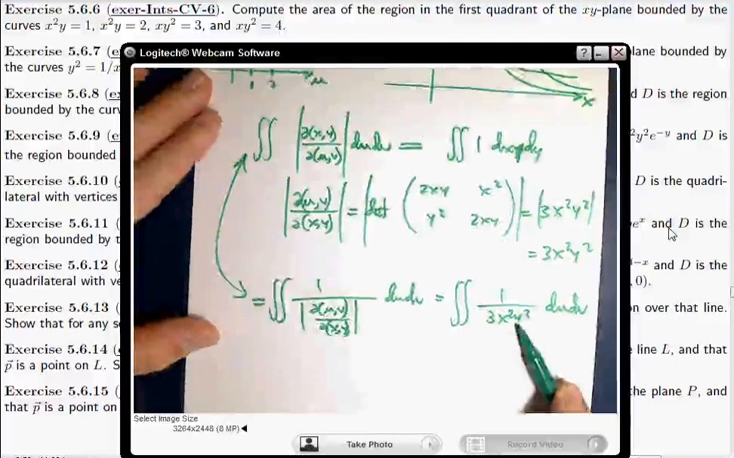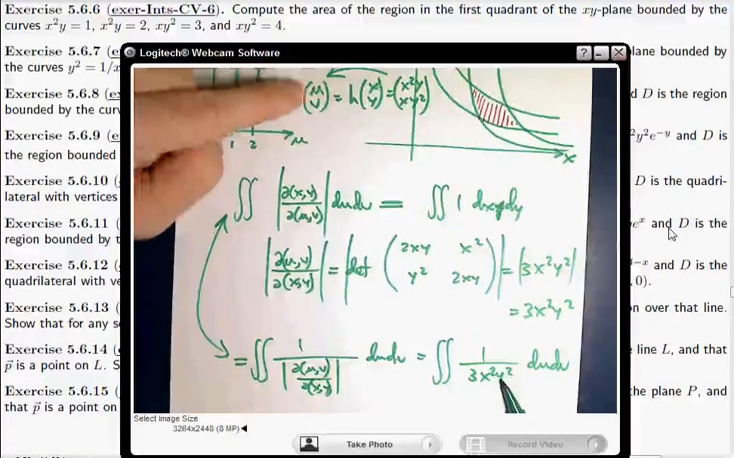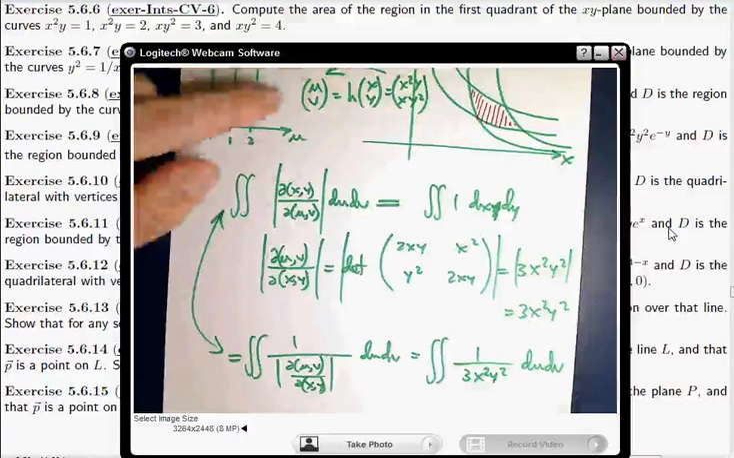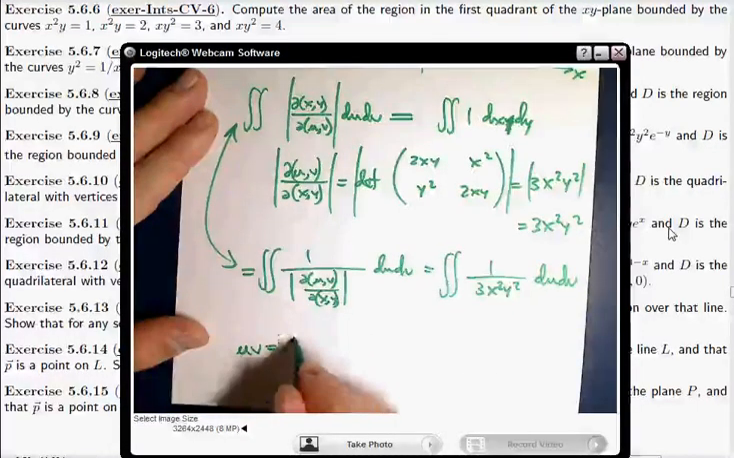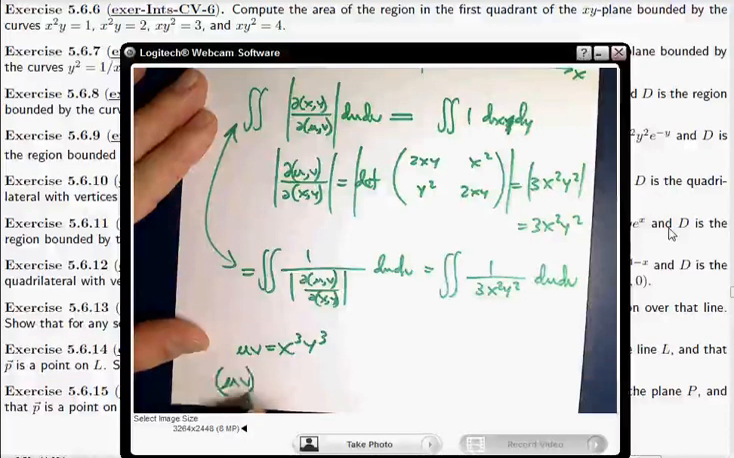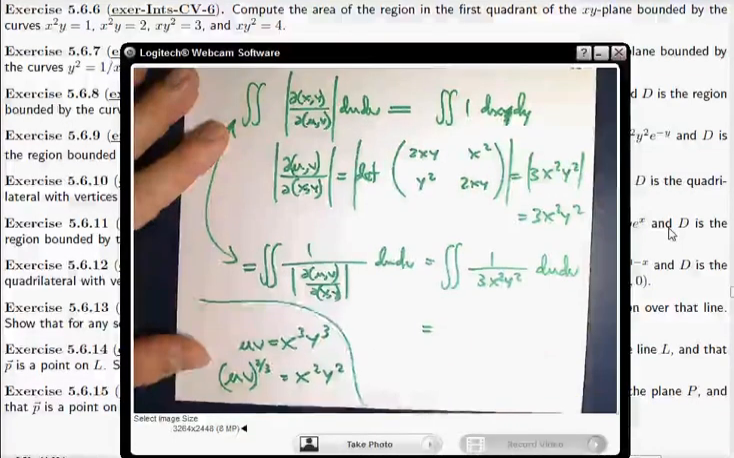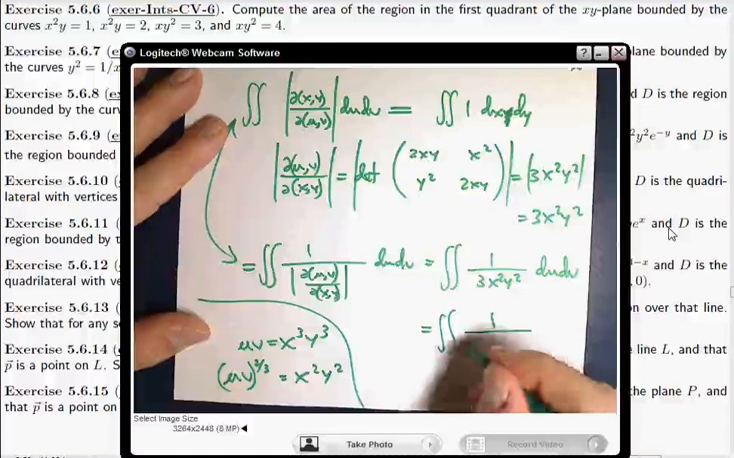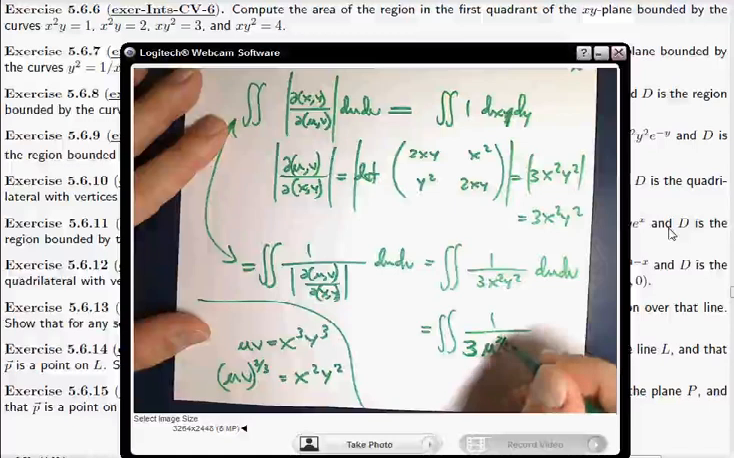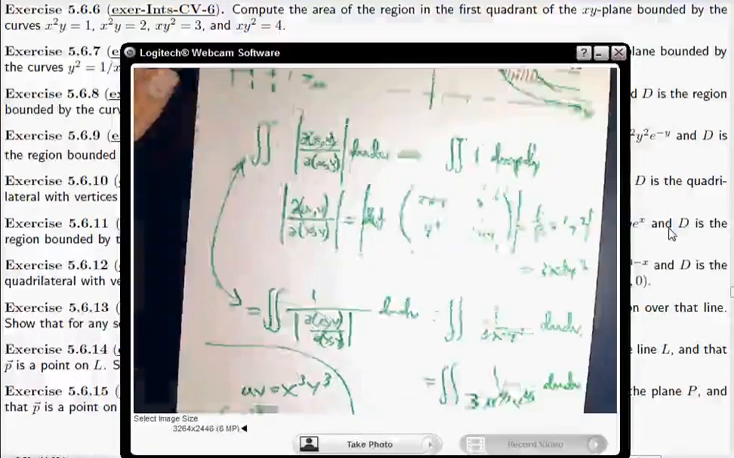So now I've got to figure out how do I rewrite this in terms of u and v. That's not so bad if you just look at the formulas for u and v. Note, for example, notice that u times v is x cubed y cubed. So a little side work here. uv is x cubed y cubed. Therefore, uv to the power of 2/3 is x squared y squared, which is kind of what I got here. So I can rewrite this as 1 over 3 u to the 2/3 v to the 2/3 du dv.